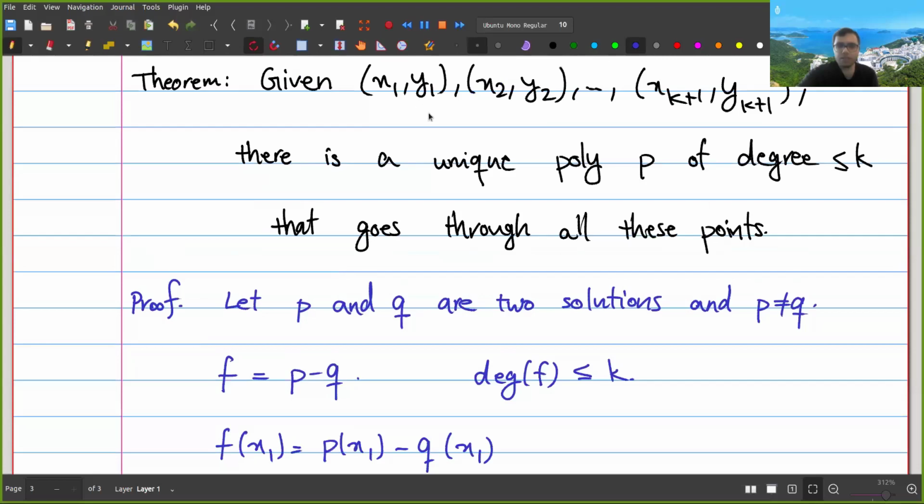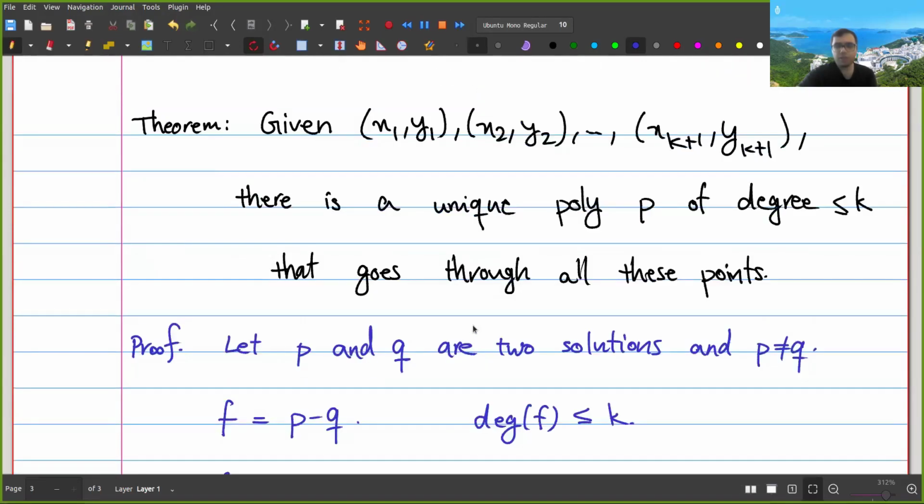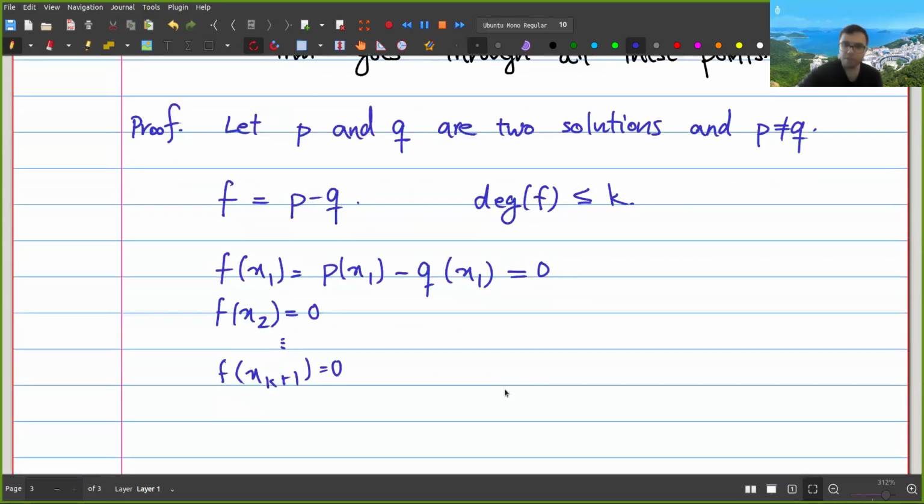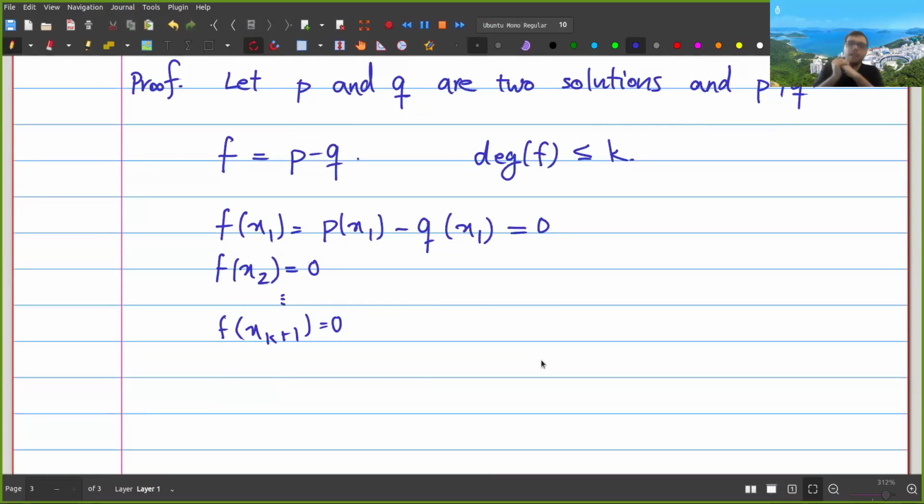But p of x1 was y1, and q of x1 was also y1, because remember, both p and q went through this point, x1, y1. So f of x1 is 0. And similarly, I can say that f of x2 is 0, and so on. And f of xk plus 1 is also 0. So this means that the polynomial f has k plus 1 roots, at least.